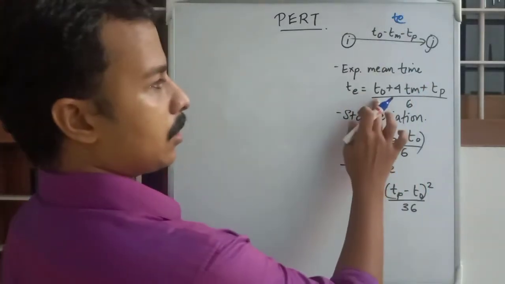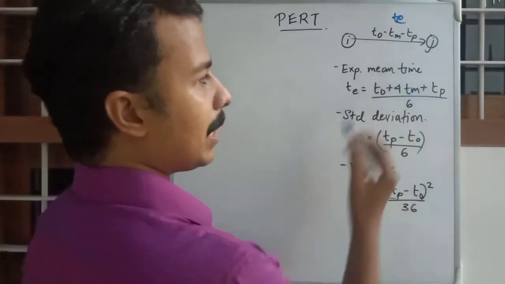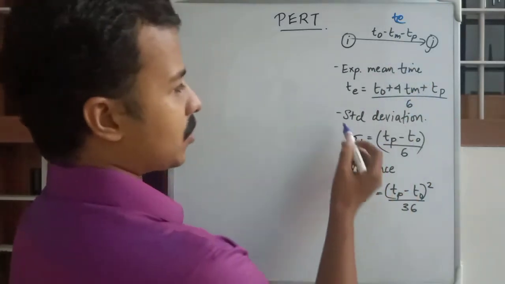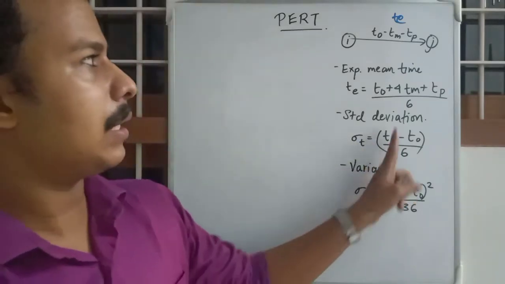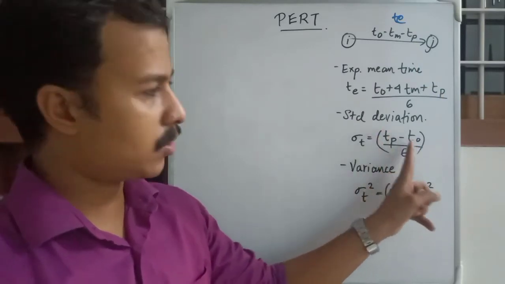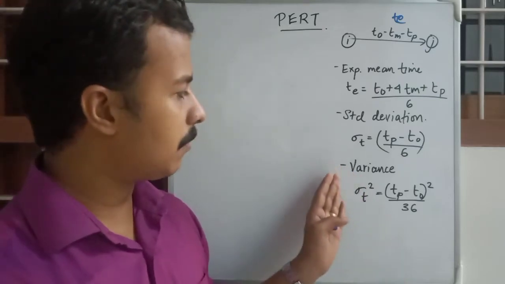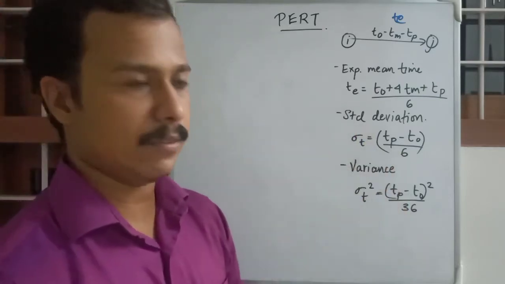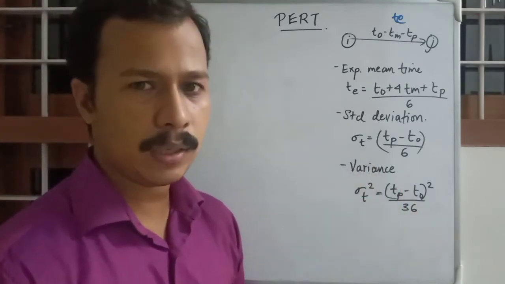TE, the equation was To plus 4Tm plus Tp divided by 6, and standard deviation sigma T was found out by Tp minus To, pessimistic time minus optimistic time, divided by 6. And variance, as always, will be found out by squaring the standard deviation: Tp minus To whole square divided by 6 square, 36.